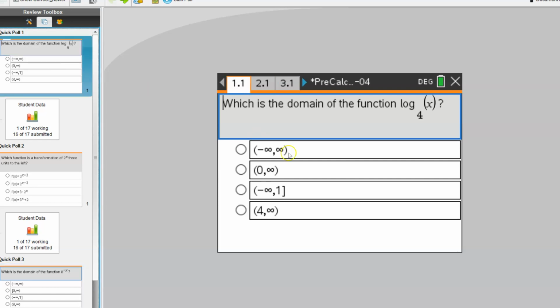So let's start with this one. What is the domain of a logarithmic function? So tricky. It's a log function, and it's just a plain one, just log base 4. But honestly, it's just a log function.